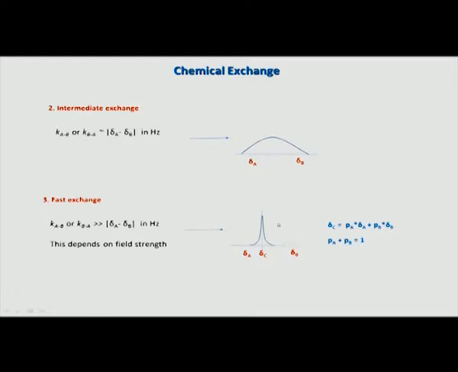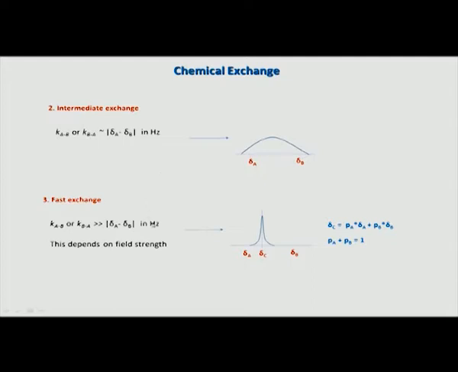So, therefore, it depends on the population of the species of the state A molecules, hydrogen in state A, and how much of the same hydrogen is present in state B. So, that determines where the average chemical shift peak will come, but this is the scenario in fast exchange.